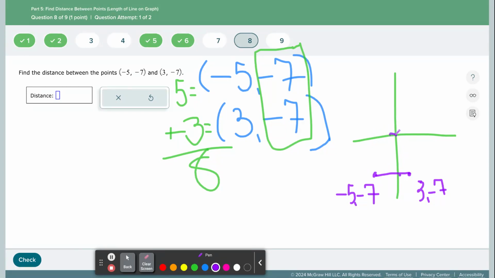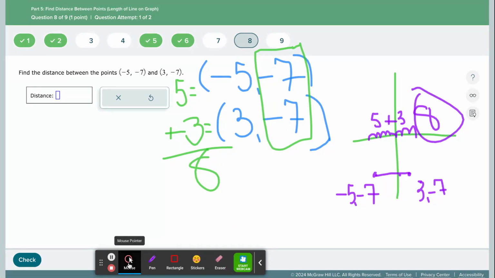I went 1, 2, 3, 4, 5 hops, right? When I was here, how far over did I go? I walked 1, 2, 3 hops, right? So when you add those together, you get 8 hops total. Yay! Hopefully some of that is making a little bit of sense.